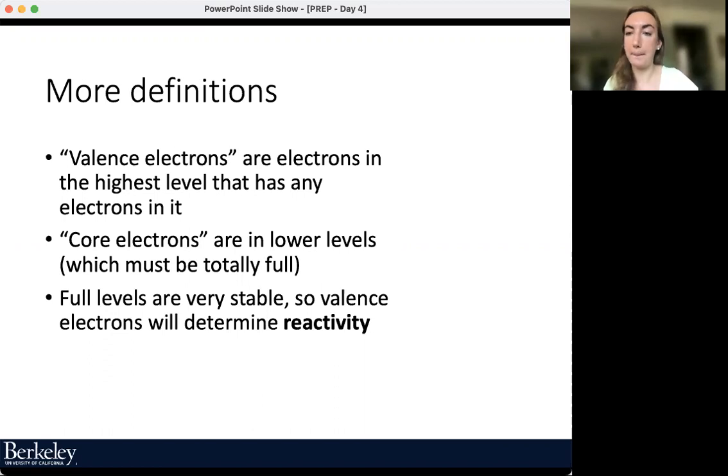I see a hand, yeah. You see his answer there is like the valence electrons is like the remaining electrons that are not like 8 at the outermost shell, right? Exactly. The valence electrons are in the outermost shell that we're still in the process of filling.